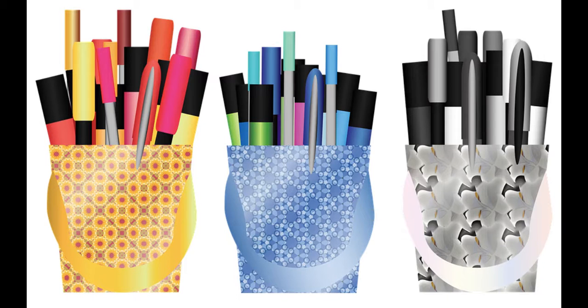Colors can be divided into three families. We have warm colors, cool colors, and neutral colors. Warm colors make us think of the sun. Cool colors make us think of the ocean. And neutral colors make us think of black and white photos.